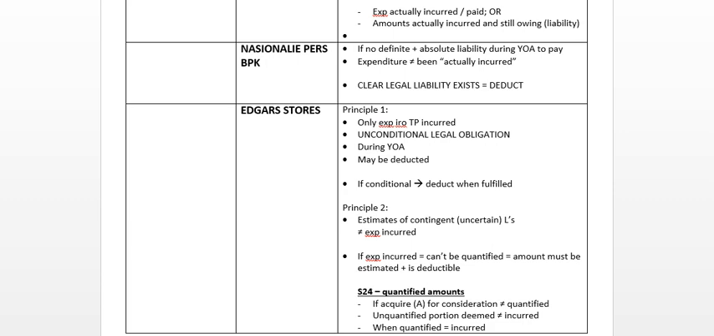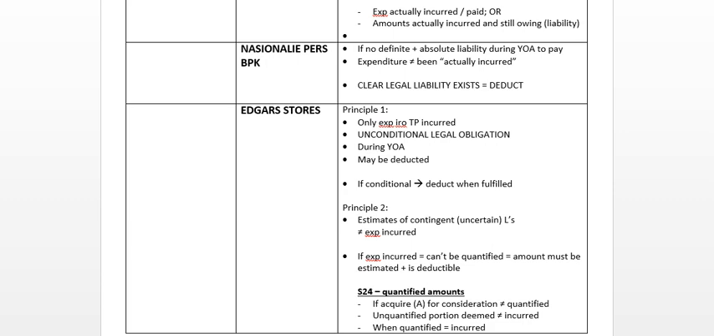EDGAS, we all know EDGAS. They set out principle 1: only expenditure in relation to which the taxpayer has an unconditional legal obligation during the year of assessment may be deducted. So again, this expenditure needs to be unconditional. And that's also, if you remember from the gross income definition, income should be unconditionally earned. If conditional, then deduct when fulfilled. So you may only make this deduction when that condition is fulfilled.